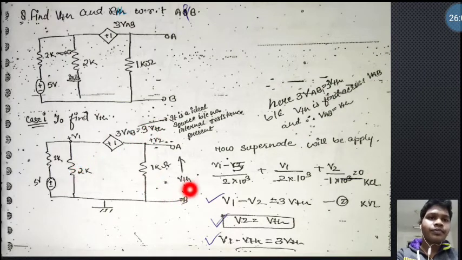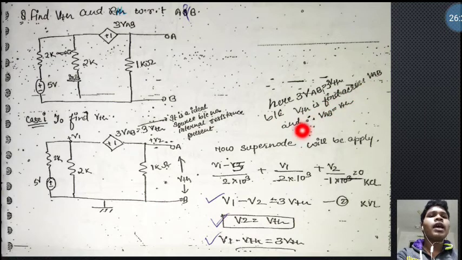Now see, this is another node, this is another node, this is another node. So this node is taken as a reference. So the voltage across this node is equal to 0 and the voltage across this node is not 0, and across this node is not 0. So here 3VAB is equal to 3VTH, because to find VTH across AB, VAB is equal to VTH.